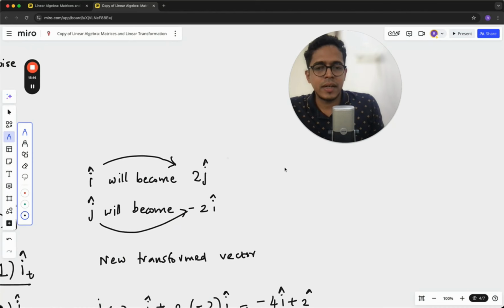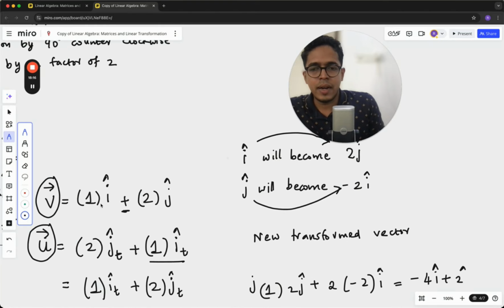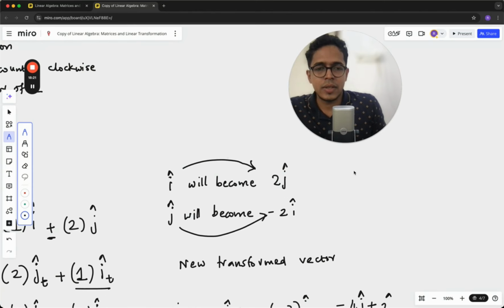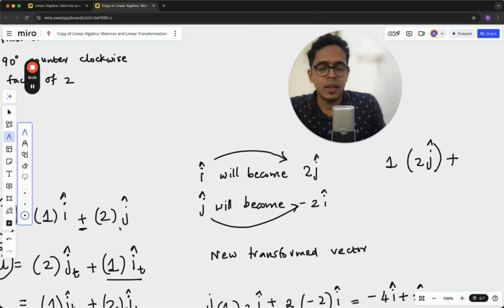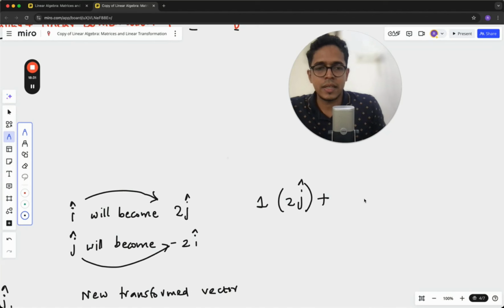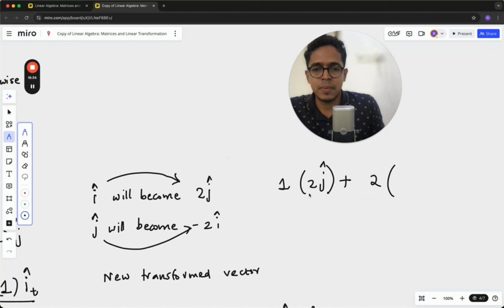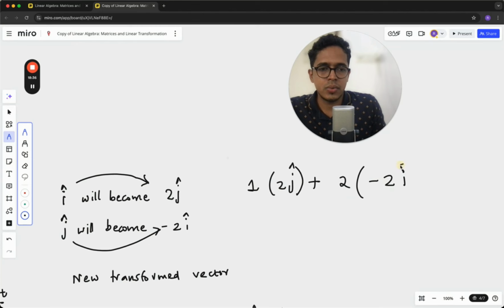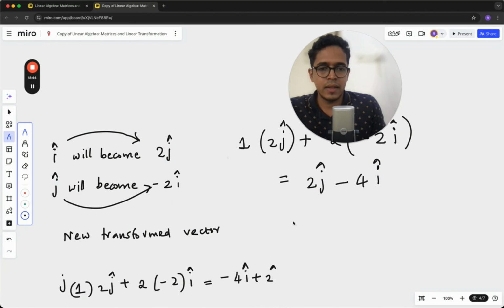The new transformed vector will follow the same thing: 1 times whatever is the transformation of I plus 2 times whatever is the transformation of J. So that is 1 times the transformation of I, and the transformation of I is 2J, plus 2 times the transformation of J. 2 times the transformation of J is minus 2I. So this will be 2J minus 4I, and this can be written in the proper order as minus 4I plus 2J.